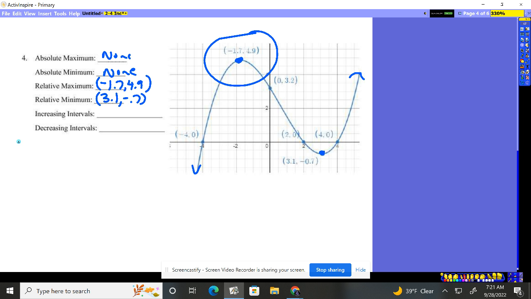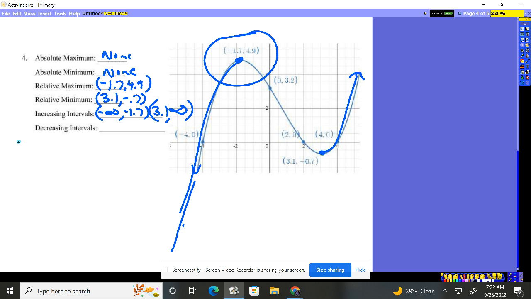Now, increasing intervals. Where is it increasing? Let's go left to right. So from negative, because this goes all the way down forever, so it's going to the left forever. So it goes from -infinity and goes up to that point right there at -1.7. Then it goes down again, but then it starts increasing again on this spot from 3.1 to positive infinity.